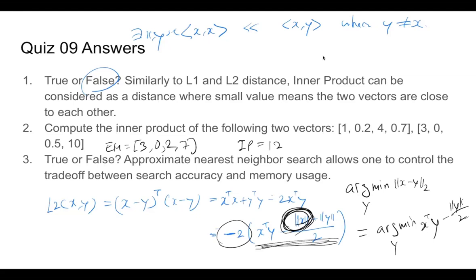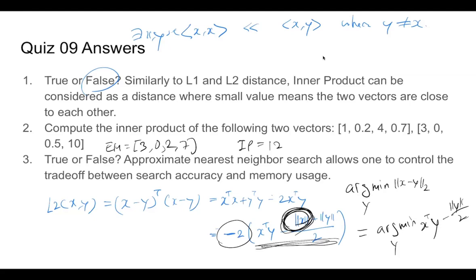And lastly, true or false, approximate nearest neighbor search allows one to control the trade-off between search accuracy and memory usage. Well, actually, approximate nearest neighbor search will have a lower search accuracy than exact nearest neighbor search, but it will not have higher memory usage. So it's not a trade-off, actually. So the correct word here is not memory usage, but speed.